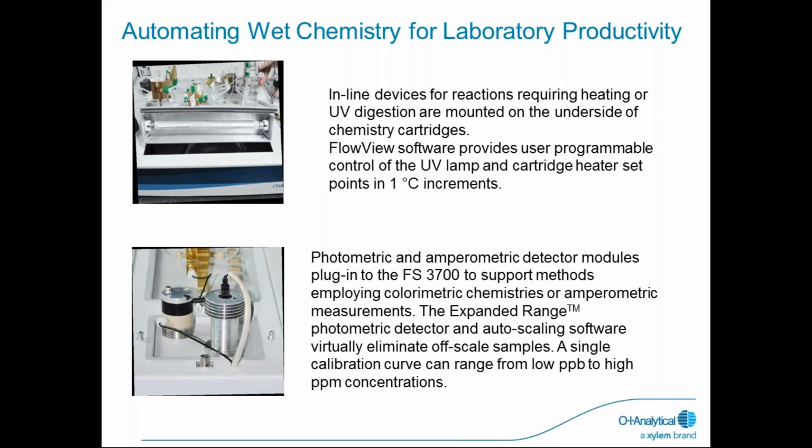We have the Photometric and Amperometric detector modules plug into the FS3700 to support methods employing colorimetric chemistries or amperometric measurements. And the Amperometric detectors are cyanide specific. Our expanded range photometric detector and auto scaling software virtually eliminate all off-scale samples, and a single calibration curve can range from low ppb to high ppm concentrations.